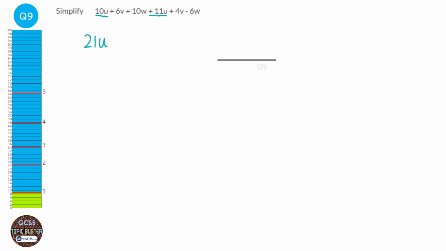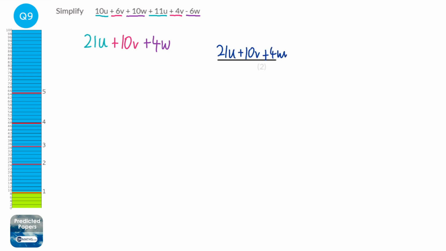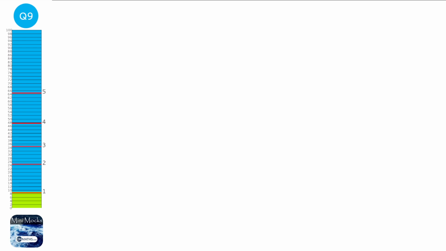We can also add this 6v with this plus 4v to make 10v. We can also add this 10w to this minus 6w. So 10 take away 6 is 4w, so plus 4w. But we can't add a u term to a v term to a w term, so we have to just leave them be. So our answer is 21u plus 10v plus 4w. But we can multiply them, we just can't add or subtract them.